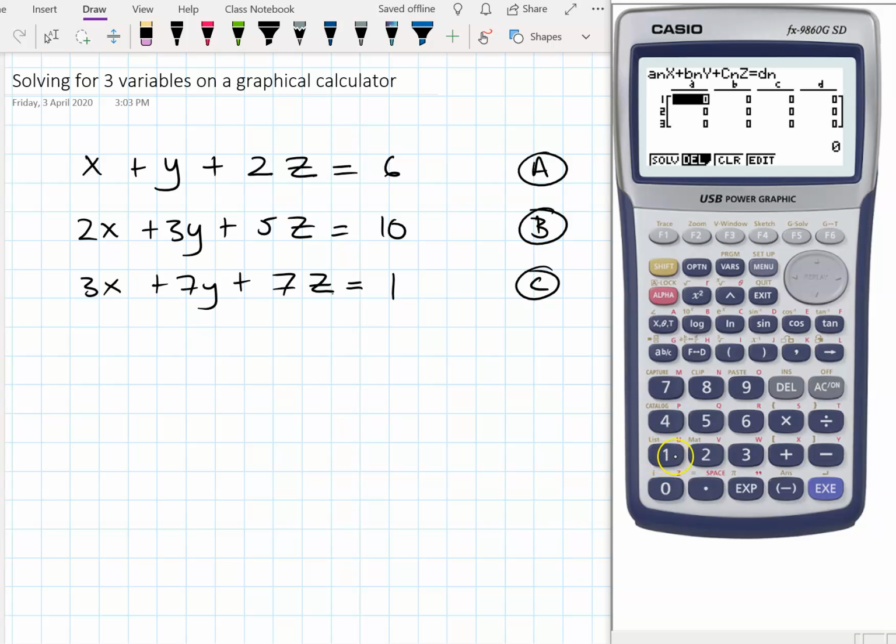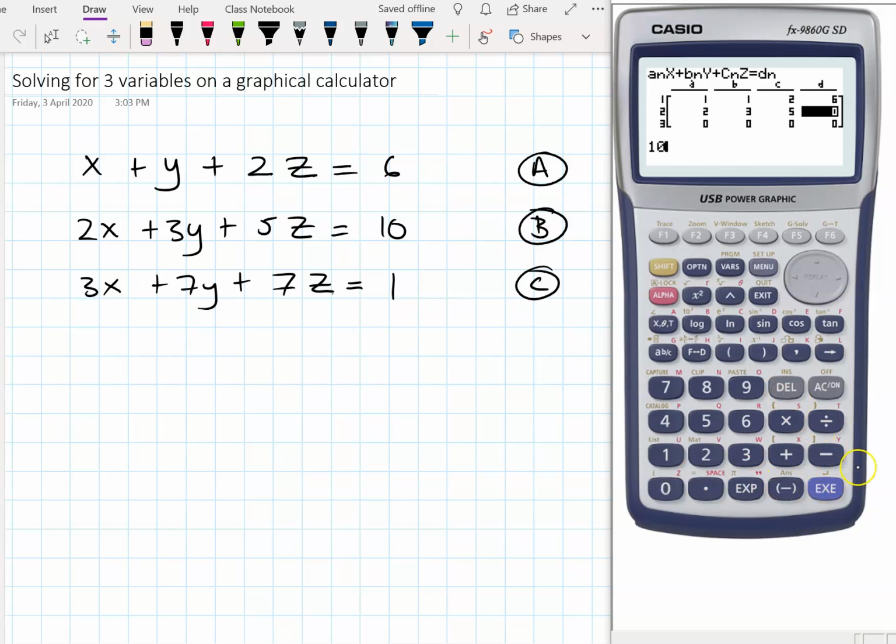So the coefficient of x in the first equation, equation A, is 1, of y is also 1, of z is 2, and the constant at the end is 6. I now go on to the second equation, equation B. Coefficient of the x is 2, coefficient of the y is 3, coefficient of the z is 5, and the constant at the end is 10.